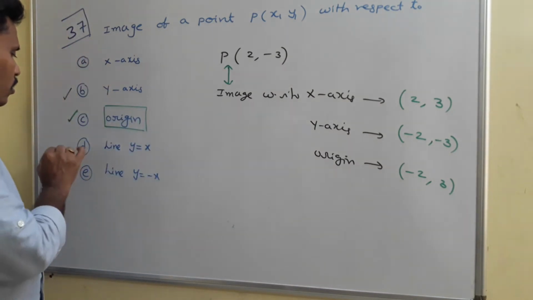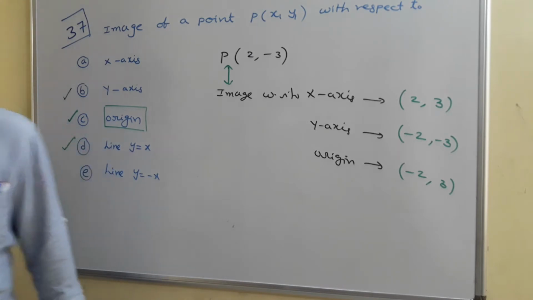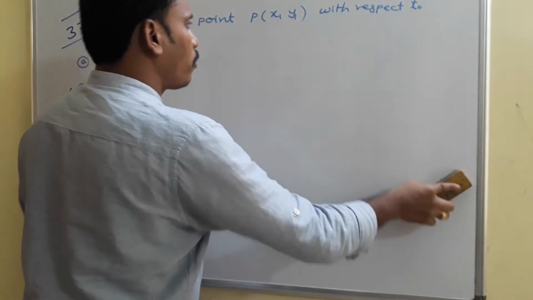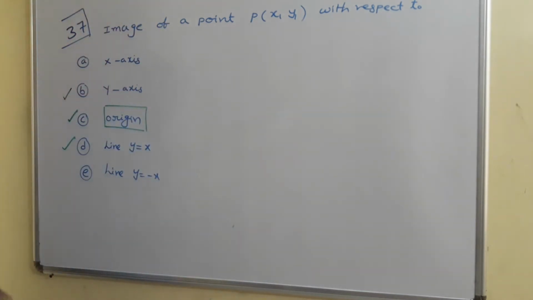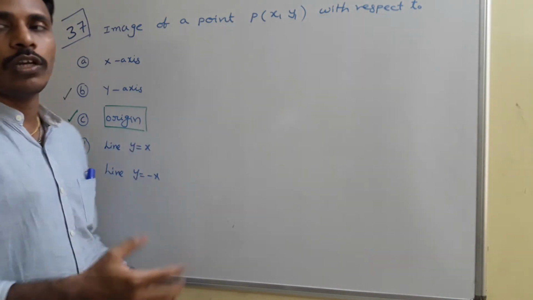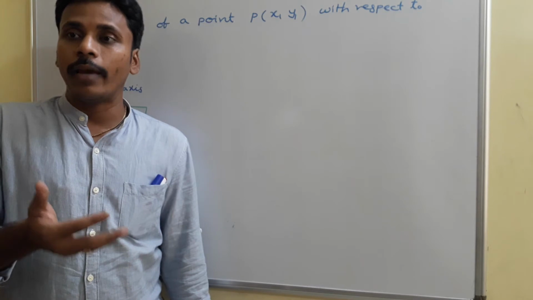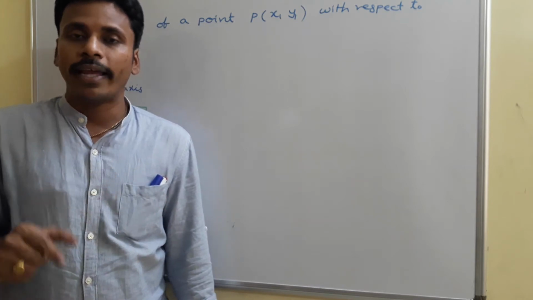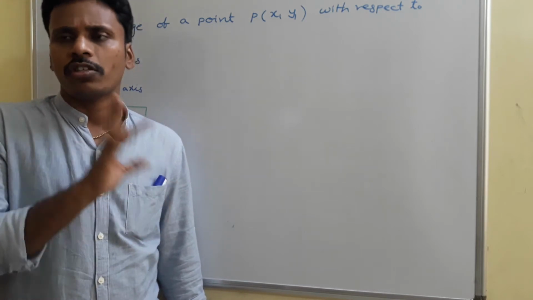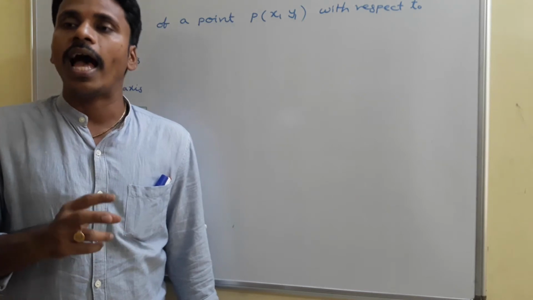Yeah. And now, what do you say about the image of a point with respect to the line y = x? Okay, now look there. Suppose my point is (x1, y1) and the line is y = x. We have a formula that we discussed in the last class: (h - x1)/a = (k - y1)/b = -2(ax1 + by1 + c)/(a² + b²). Use that process also, no problem. If you use that process, you will get (h, k) as the image.